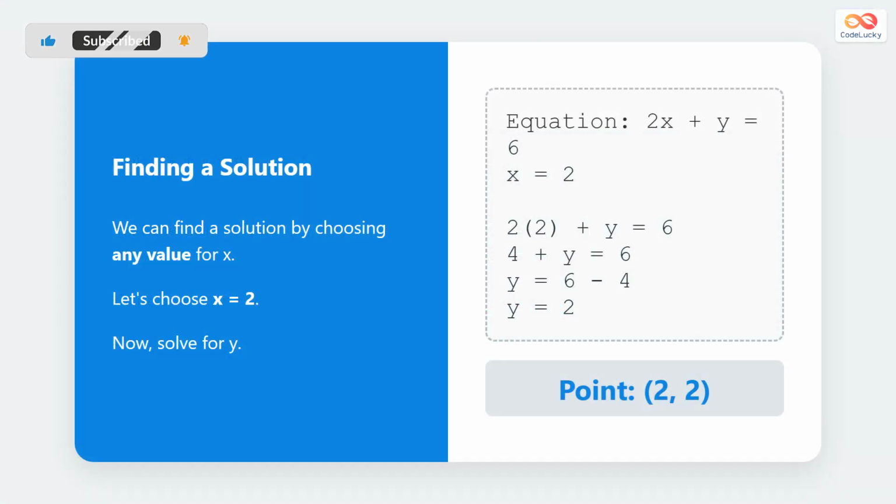But we don't just have to guess. We can find solutions by choosing any value for x and solving for y. Let's pick x equals 2. Substituting this into our equation gives us 4 plus y equals 6. Subtracting 4 from both sides tells us that y equals 2. So, the point 2 comma 2 is another solution.